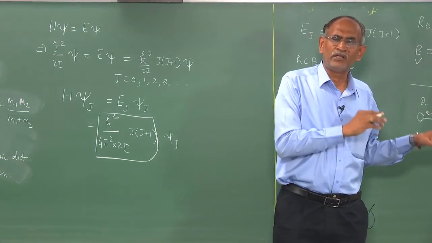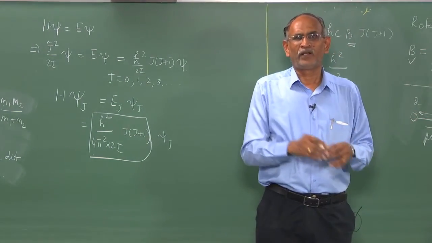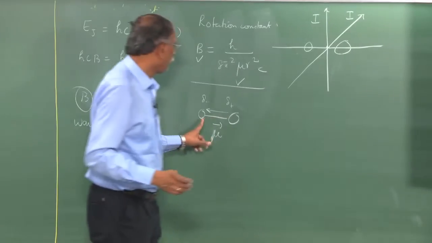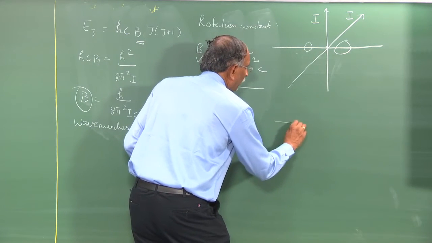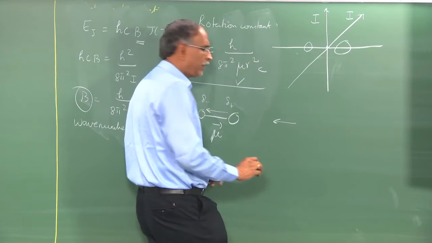So, this is the microwave spectrum for a rigid diatomic molecule, and molecules need to have a dipole moment because during a rotation the dipole moment will perhaps be pointing like this.